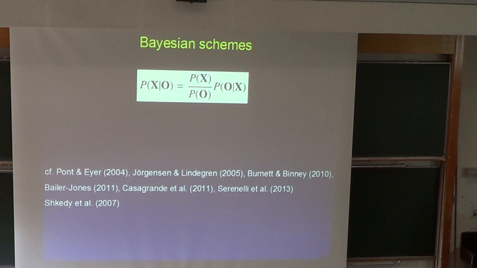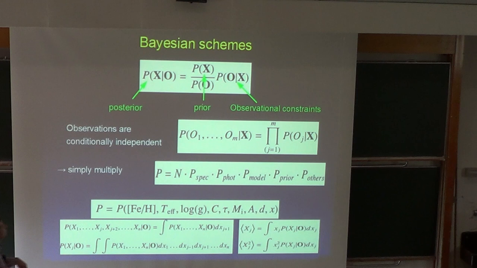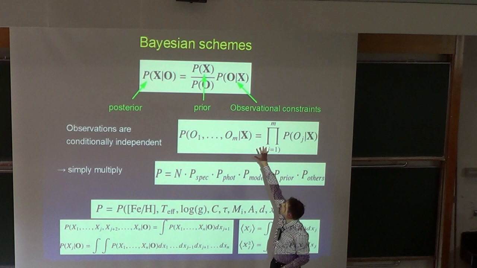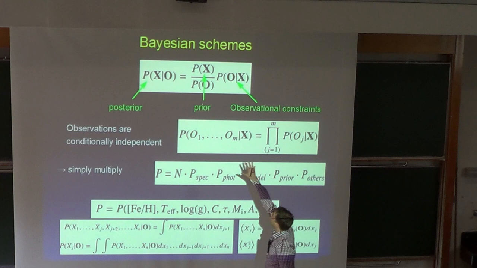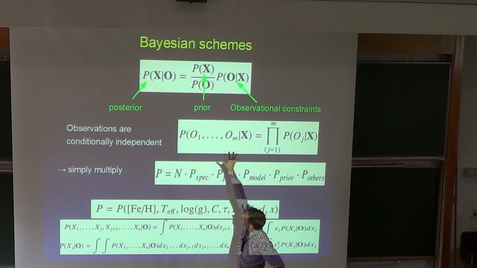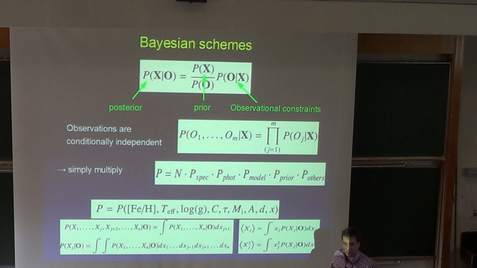So Bayesian schemes are just what you use for inference about the world. You have an observation, which I call O. This is your observation. And then on the right hand side, you have your observational constraint. So you ask the question, what is the likelihood of making that observation given my parameters? Then you know the likelihood of the parameters, which you call your prior, and you have to divide it by the likelihood of making the observations.